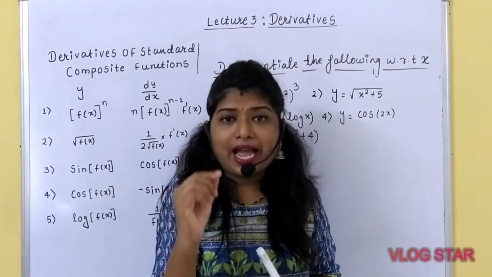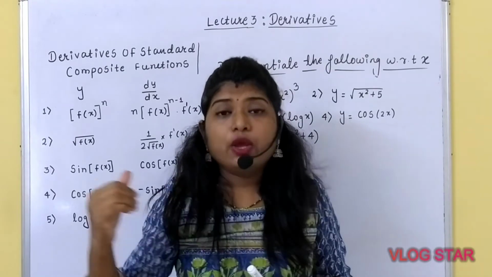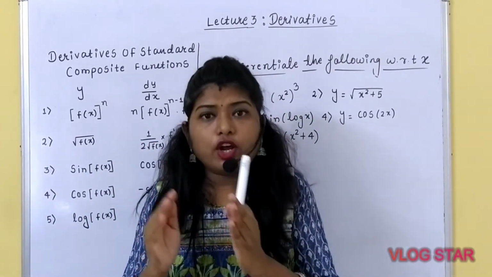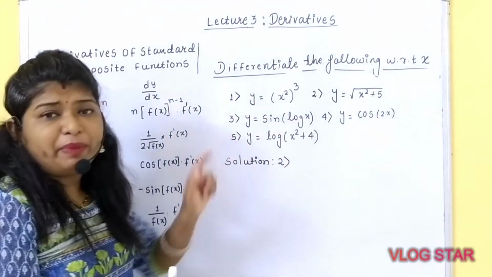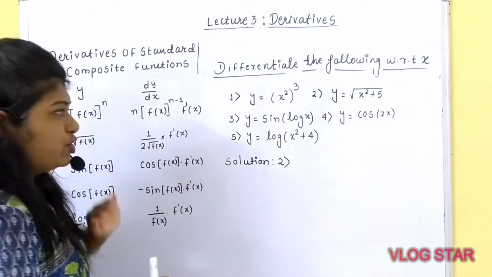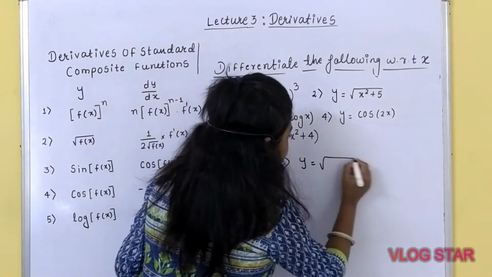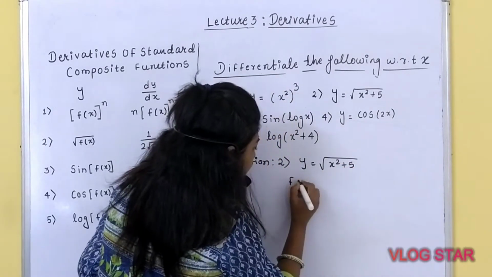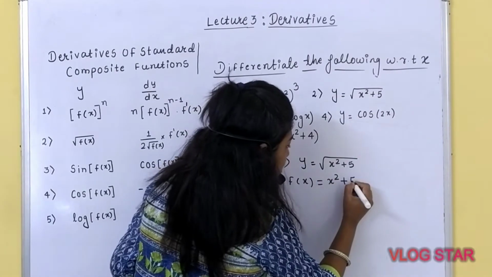So if you need to calculate the derivative of under root of f of x, it is given by 1 upon 2 under root of f of x into the derivative of that particular function, that is f dash of x. Similarly, if I ask you what is f of x in this case, simply f of x is equal to x square plus 5.